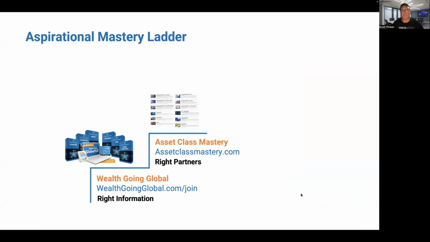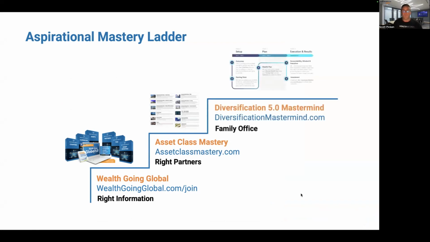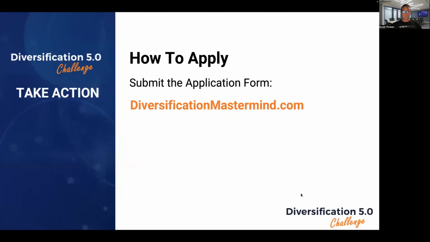Then you've got Asset Mastery. That's all about the right partners. And if you want to bring it all together and work with me and Callio and Alex and the team from a coaching perspective and basically have your own family office, then it's the Mastermind in terms of the process. So, our philosophy is, if you want to go up the aspirational ladder, that's exactly how it looks. Hopefully that makes it easy, safe, simple for you to understand. Take a screenshot if you want.